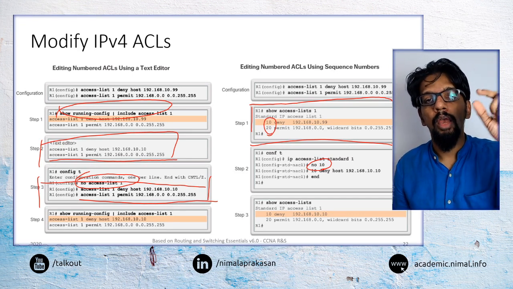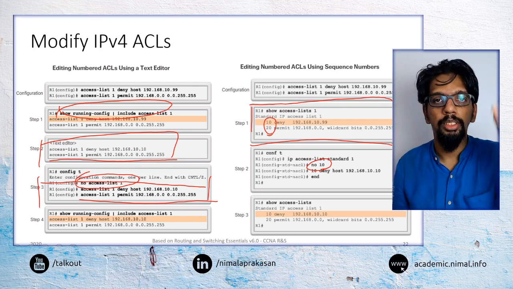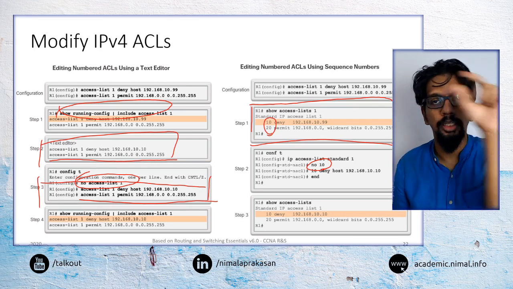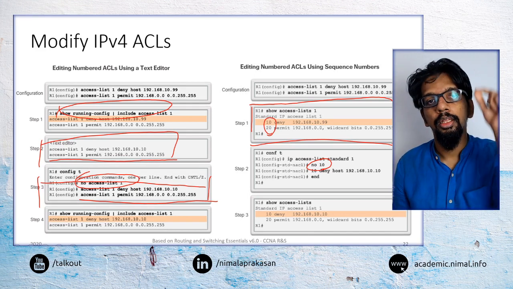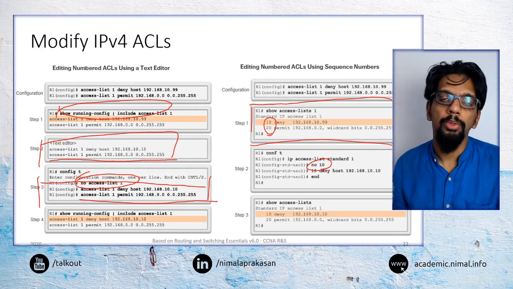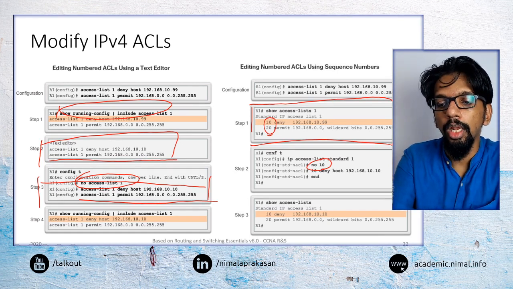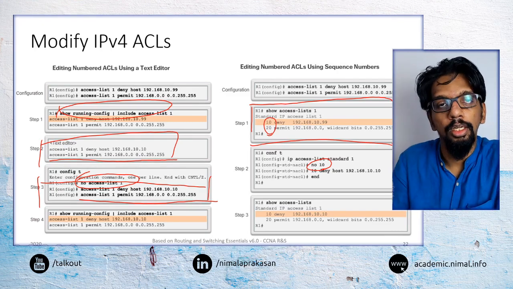So if we want to have an explicit permit statement before the deny statement, then that should have a sequence number that is lower compared to the other statement. So that's what we may do, we can go and change that accordingly.